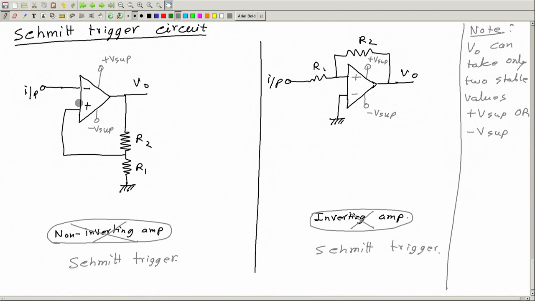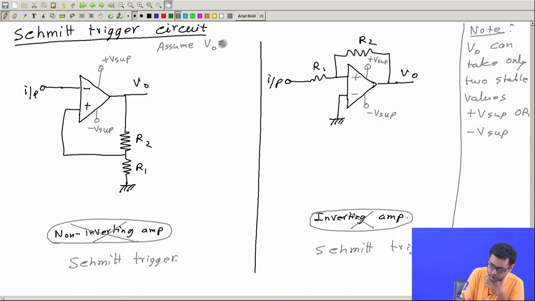Consider this circuit. Let us do the analysis this way. Let us take it for granted that output can take only these two values, positive V supply or minus V supply. Let us take it for granted at this moment. I will justify later. So, assume VO is equal to plus V supply at some moment.